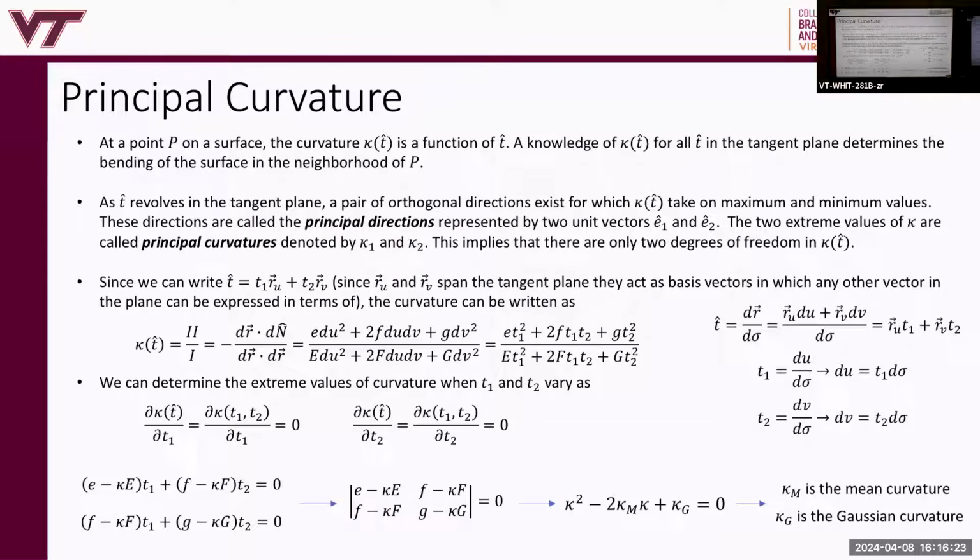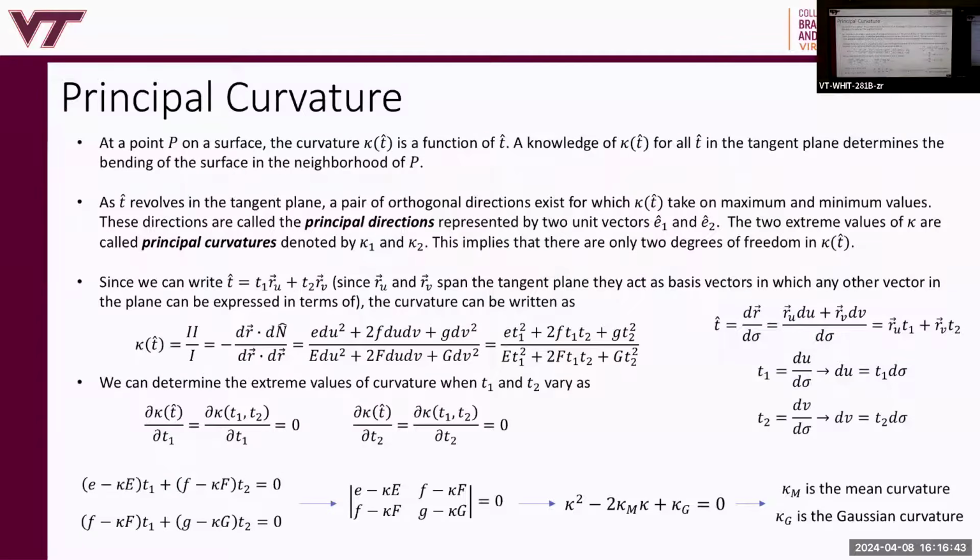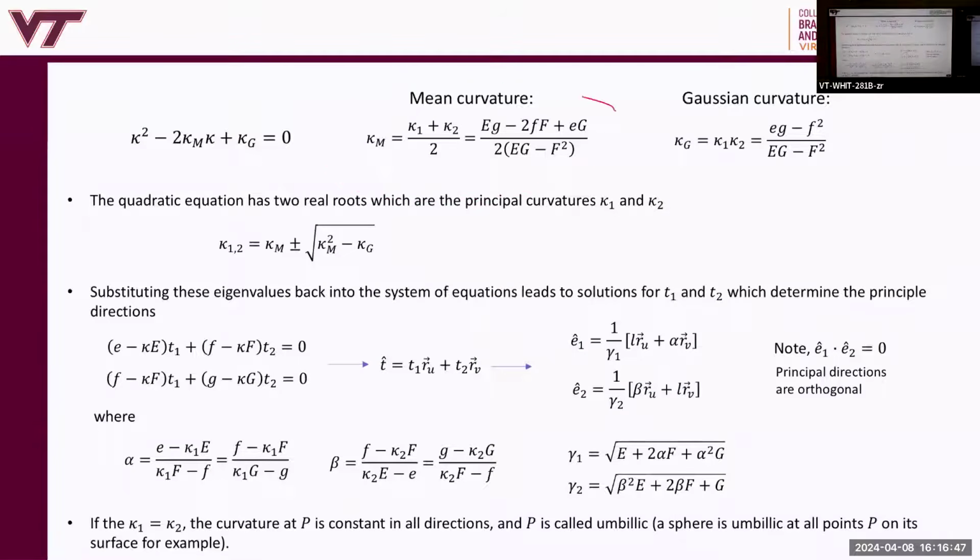So what is meant by the mean curvature and Gaussian curvature? The mean curvature is exactly what it sounds like. It's the mean of the two curvatures: kappa 1 plus kappa 2, divided by 2. And if you solve this quadratic equation in terms of the quadratic forms, using the notations here, you obtain this expression for the mean curvature.